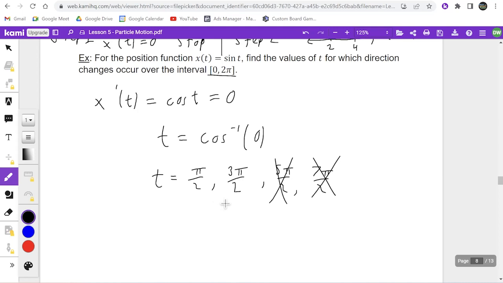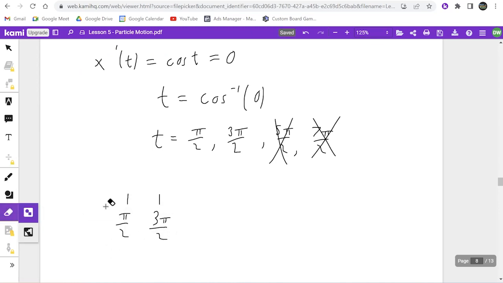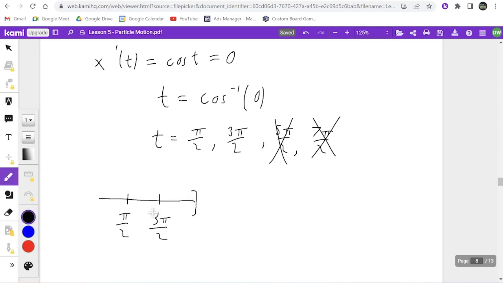Because I didn't do step 2, which is to actually make a number line test. I need to make sure this switches direction. So here's pi over 2, here's 3 pi over 2. Actually, I don't like my number line because it goes on to infinity, or at least implies it goes on to infinity. I'm going to cap my number line off from 0 to 2 pi like this.